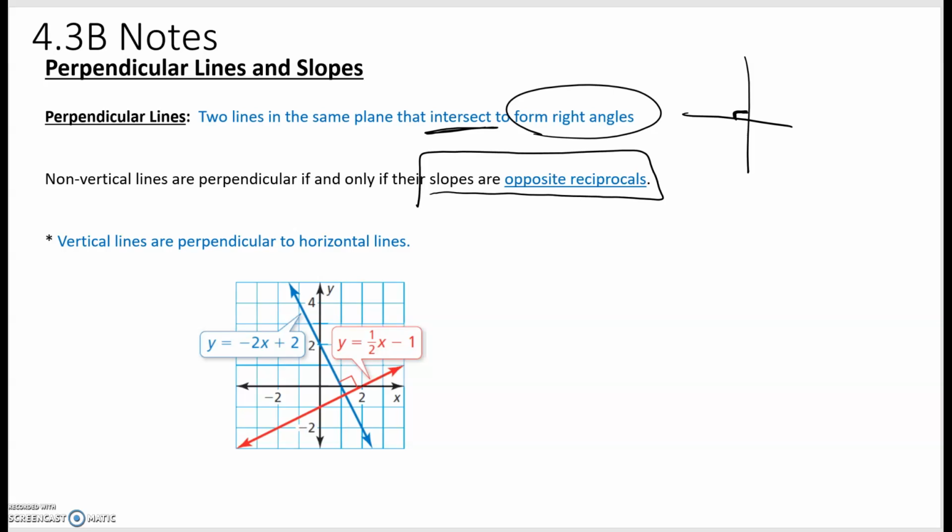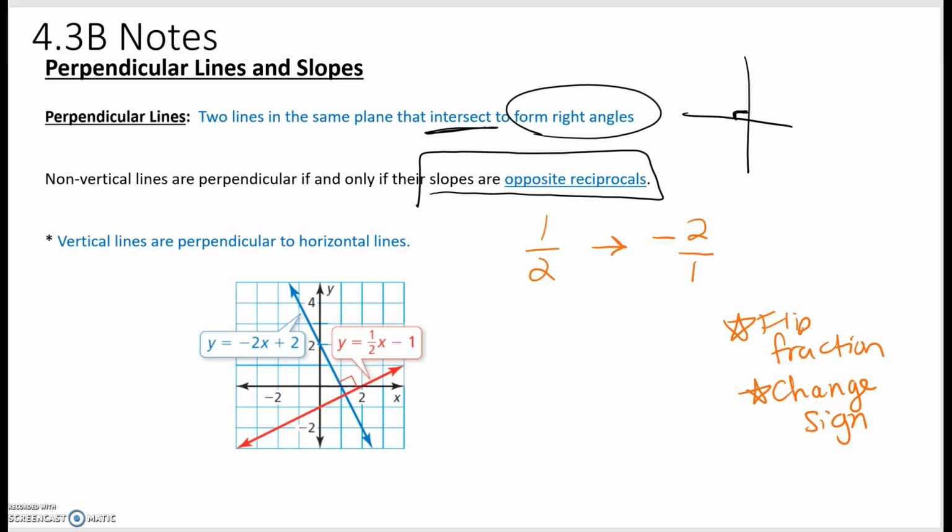Remember this from last year? If you had a slope of 1/2, the opposite reciprocal of that would be -2/1. So you flip the fraction and change the sign. For example, another one, if I had -5/3, I would flip this, so I would have 3/5, and since my original was a -5/3, my new fraction would be a +3/5.